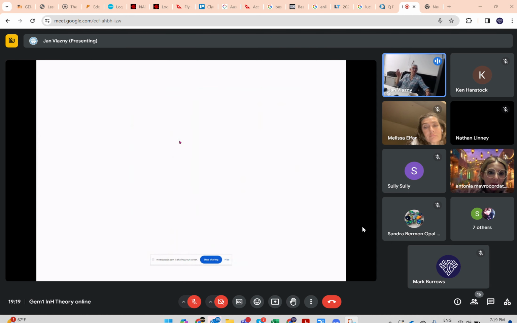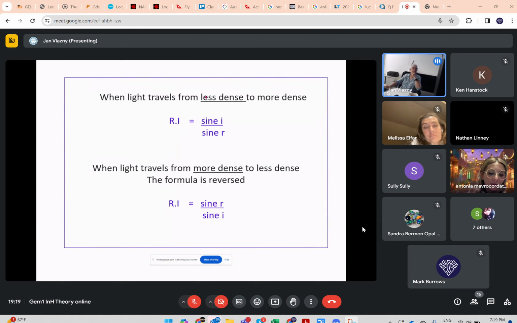So with each of these formulas, when light travels from less dense to more dense, that's going to be the sine of the angle of incidence over refraction, because that's the bending, the ratio we want. If it's going to be the other way around, does it make sense to reverse it? Yes, because remember I showed you that going in bends and going out is the opposite way and they're parallel. So if it's going from less dense, we put the incident angle on the top. If we're going from more dense, it's just the reversal.